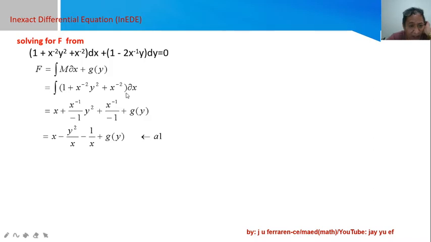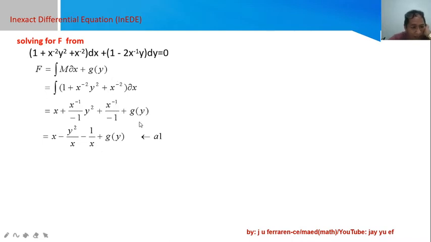So integrate partially with respect to x. X for 1, and y squared is a constant. So I'll be adding 1, so this is x to the power minus 1 over the n plus 1 form. This is the integral of my second term. Then this one, the same rule.